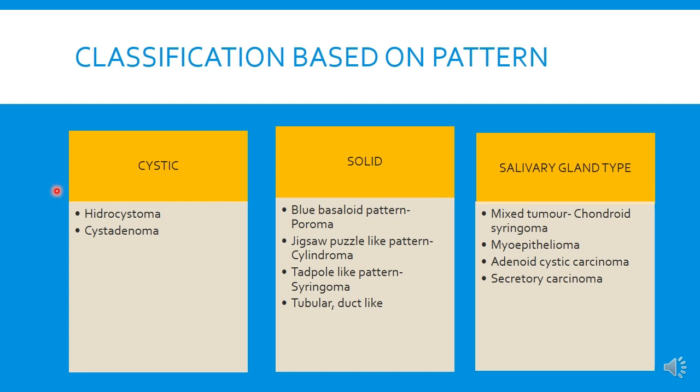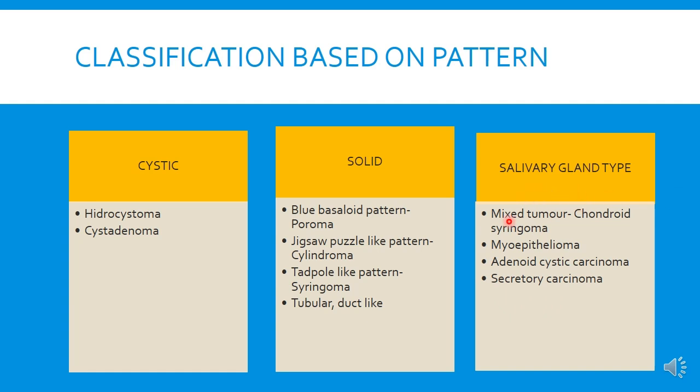When we were discussing sebaceous tumors and follicular tumors, we were focusing on hyperplasias, hamartomas, and benign and malignant tumors. But here, we focus more on the pattern of eccrine and apocrine tumors. The cystic types of tumors are hidrocystoma and cystadenoma. Among the solid tumors, the blue basaloid pattern is seen in poroma. A jigsaw puzzle-like pattern is seen in cylindroma. A tadpole-like pattern is seen in syringoma, and a tubular duct-like pattern is seen in chondroid syringoma.